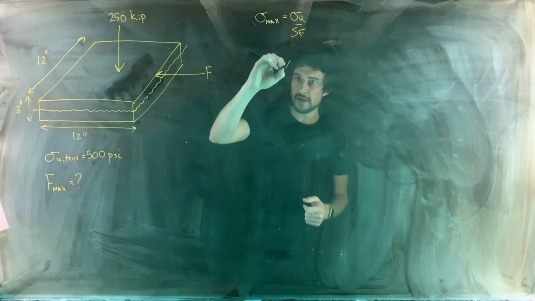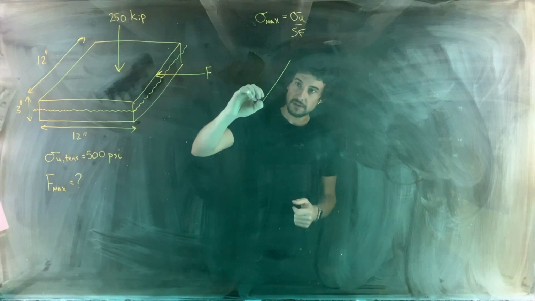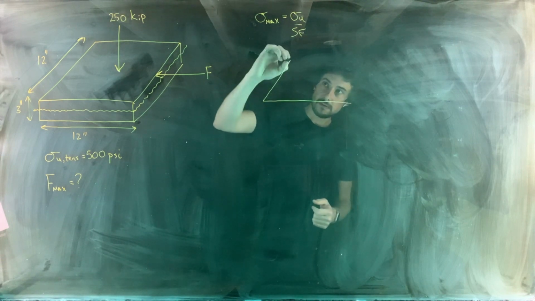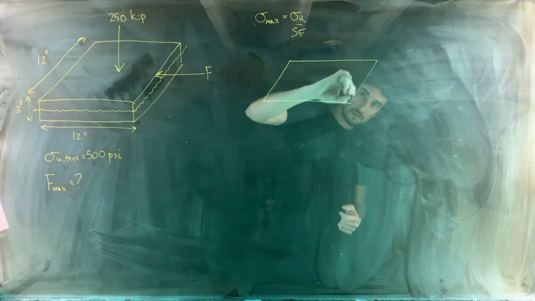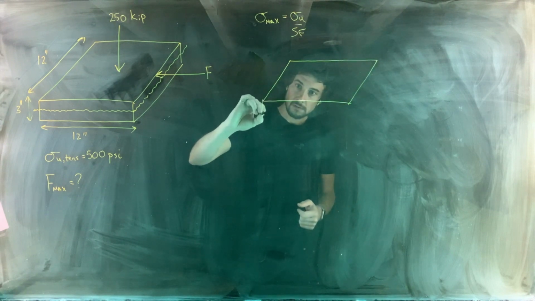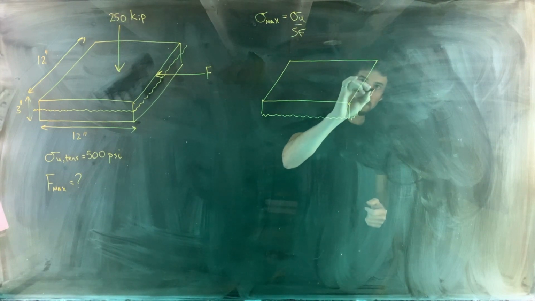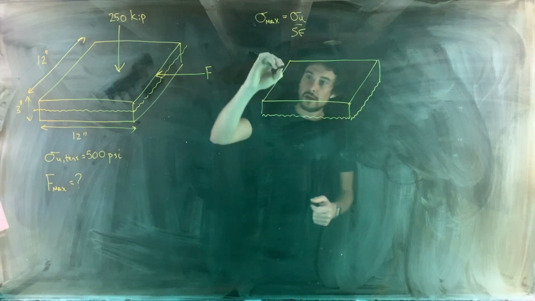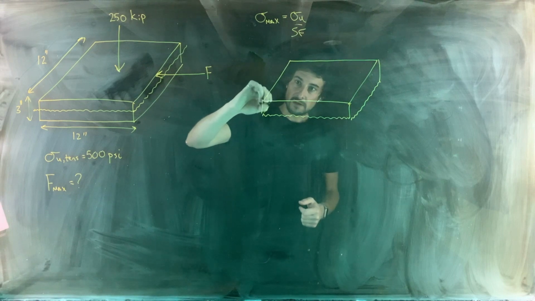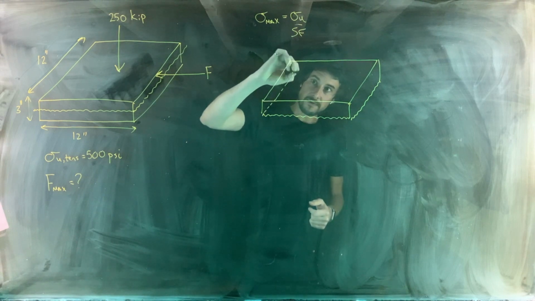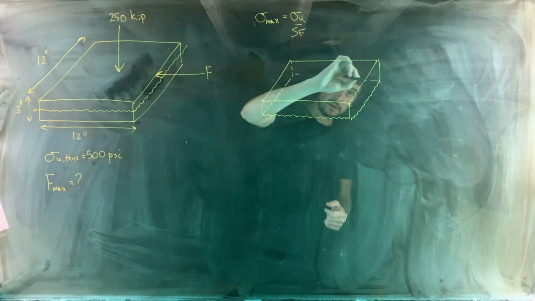So let's draw that out. And here's our section cut, like that. And I'm going to put in the hidden lines for the other edges here.